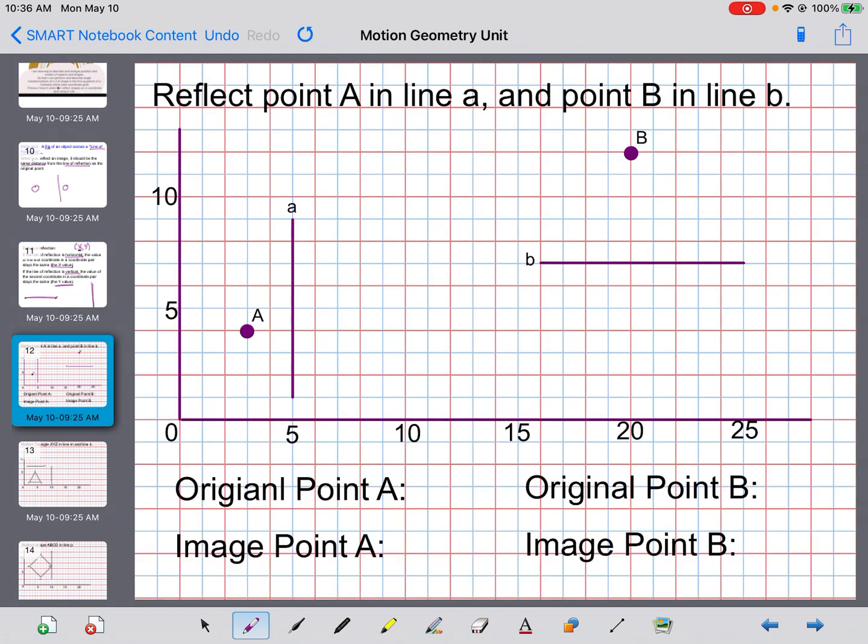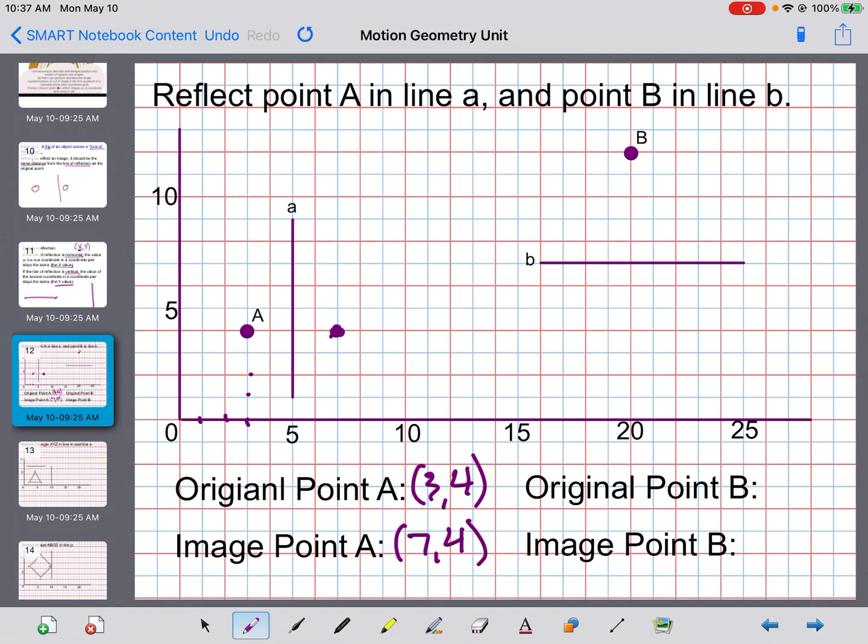So we're going to start by just reflecting some points. Our original point A right here is on 1, 2, 3, and 1, 2, 3, 4. So it would be 3, 4. That would be our coordinate pair for the original point A. Now if we reflect it in line A, it should end up exactly 2 spaces away from the line, just like this. Our coordinate pair now is 7, 4.